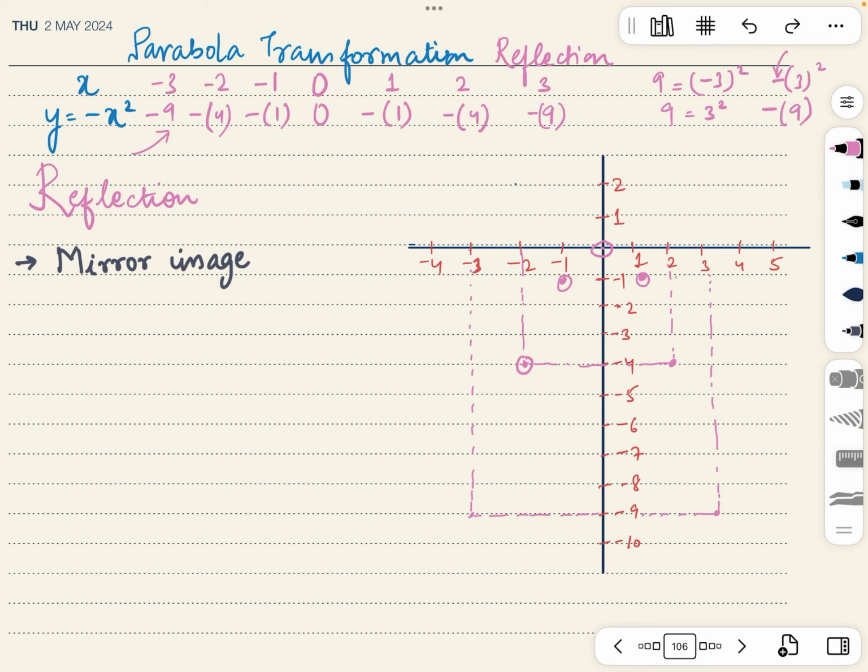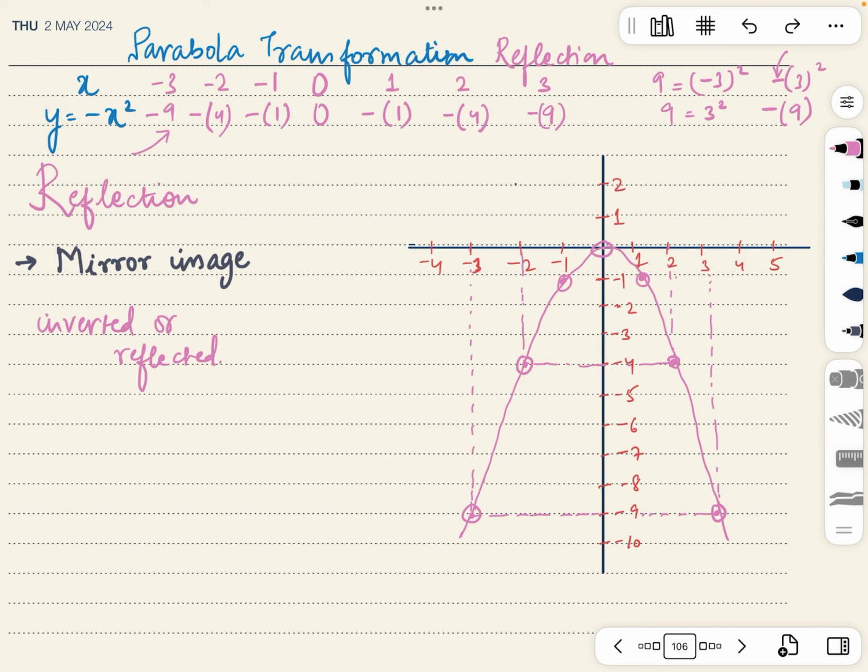So always make a table first and only then do the plottings. That would be very helpful for you. So this is the inverted parabola. This is a reflected parabola, whatever you want to say. It's an inverted parabola or reflected parabola, whichever is good to go. Correct.